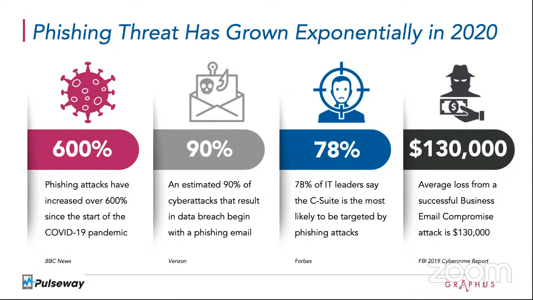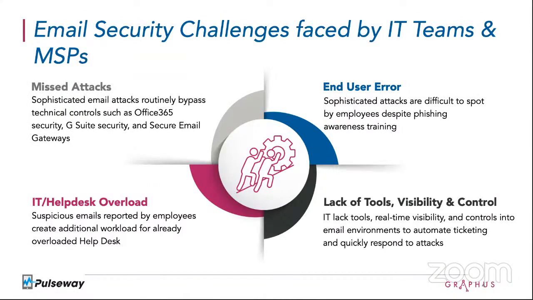So to take a step back, let's talk about the challenges faced by MSPs as well as IT teams when it comes to email security. The number one challenge that we hear from our customers and prospects is that of missed attacks. Spam filters have been around for a long time, and they have evolved to look at some threats as well. But the fact of the matter is that they're still missing targeted, sophisticated attacks, spoofing or identity impersonation, making it to the end users. So that's the number one complaint.